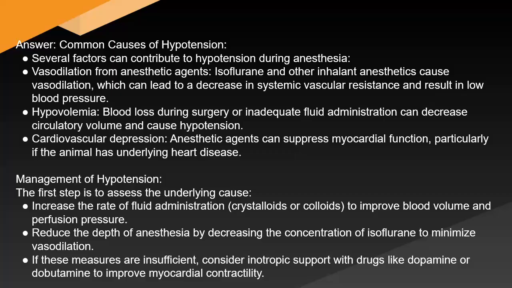Management of hypotension. The first step is to assess the underlying cause. Increase the rate of fluid administration, crystalloids or colloids, to improve blood volume and perfusion pressure. Reduce the depth of anesthesia by decreasing the concentration of isoflurane to minimize vasodilation. If these measures are insufficient, consider inotropic support with drugs like dopamine or dobutamine to improve myocardial contractility.